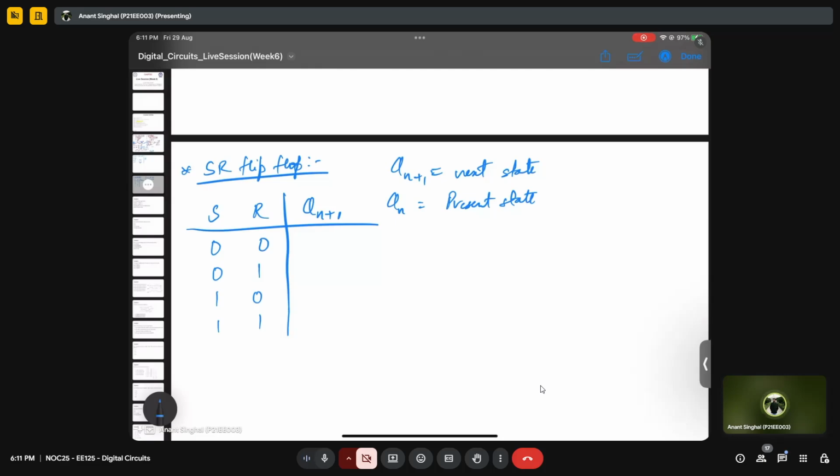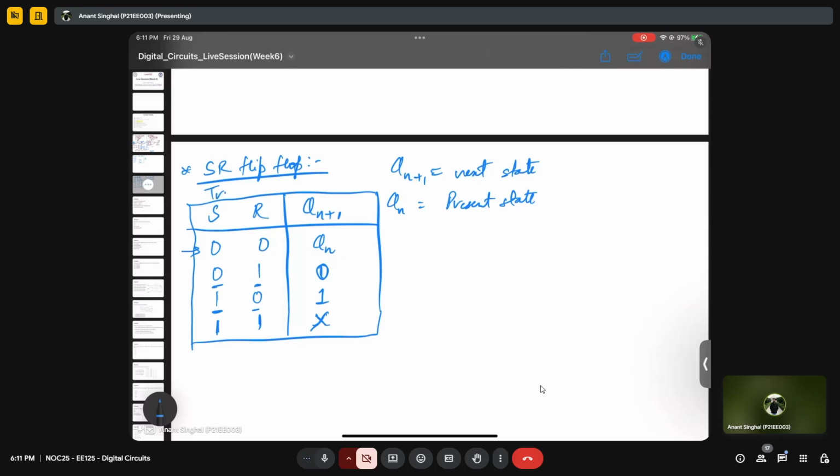The basic function of an SR flip-flop is when both the bits are zeros, it retains the previous state or the present state. When set is 0 and reset is 1, it resets the flip-flop, that is, the next state should be 0. When set is 1 and reset is 0, it sets the flip-flop, so it will be 1. And when both the inputs are 1, it is invalid. So there is no output when set and reset are 1. This is the basic truth table of an SR flip-flop.